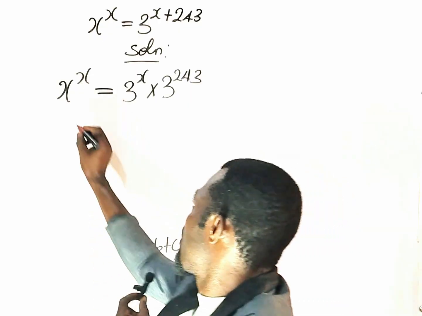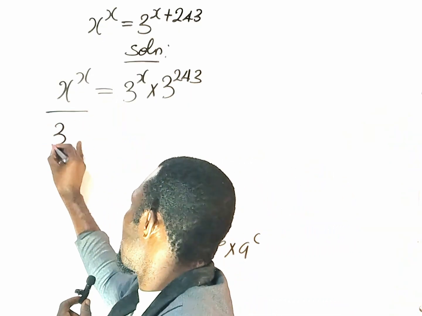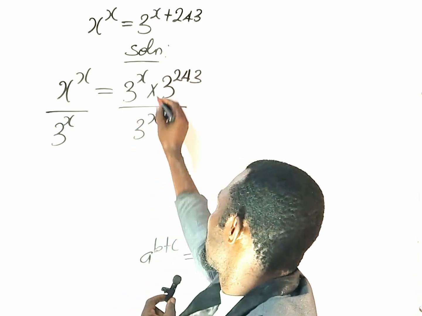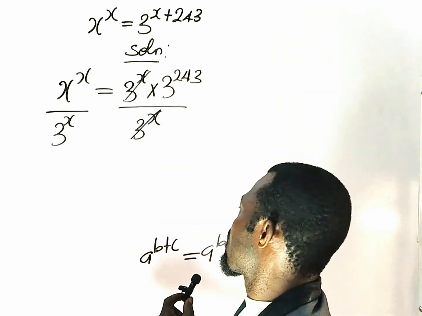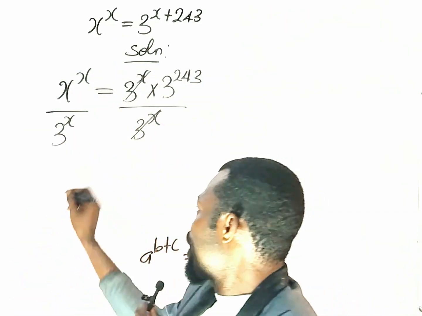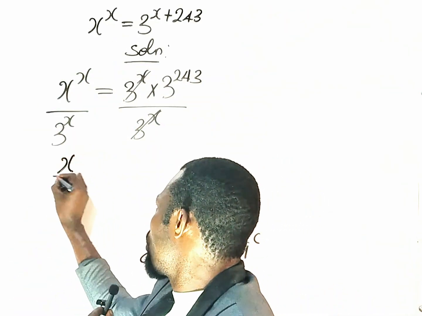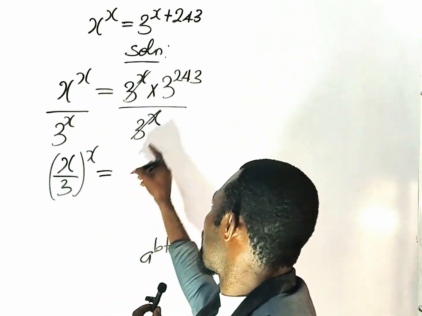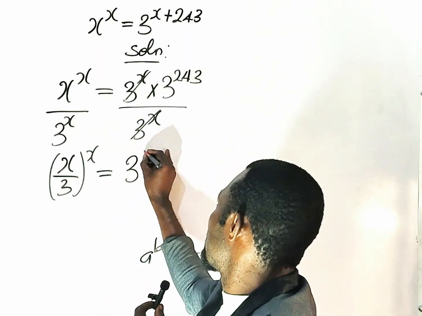Next, we divide both sides by 3^x in order to isolate the variable x on one side of the equation. That is, divide by 3^x, divide by 3^x. So here we cancel this. And since the exponents are equal, we combine those: x over 3, then exponent x. And this is equal to 3^243.